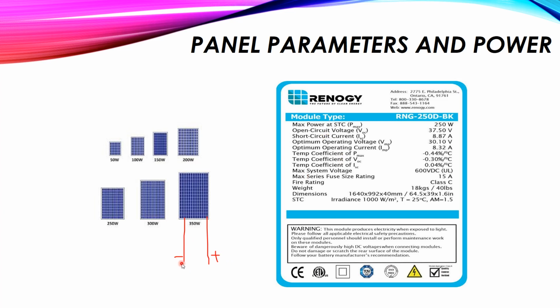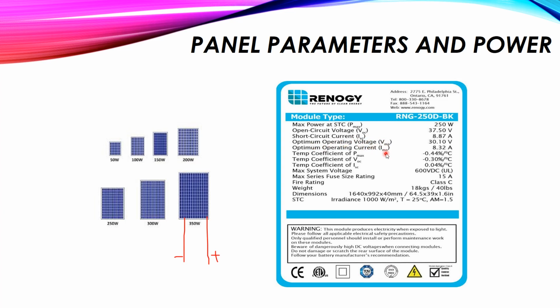And when we provide a short circuit to the panel, using the avometer for example, the short circuit current flowing inside the panel is 8.87 ampere. This is the maximum output voltage. This is the maximum current, or the short circuit current of the panel, the maximum current which can flow inside the panels. Now we will find here the optimum operating voltage and optimum operating current.